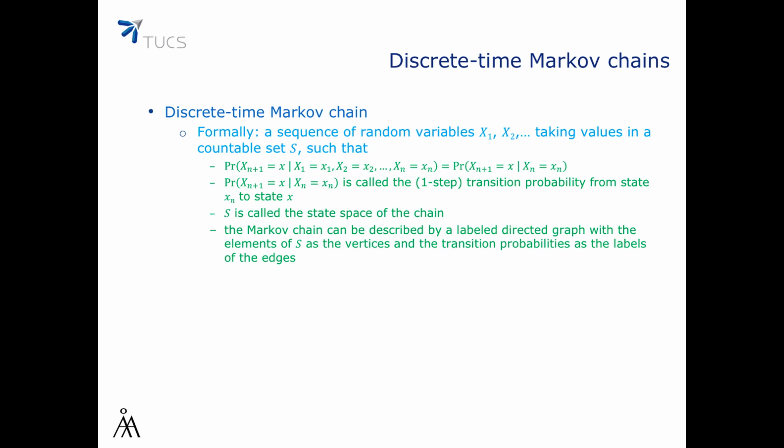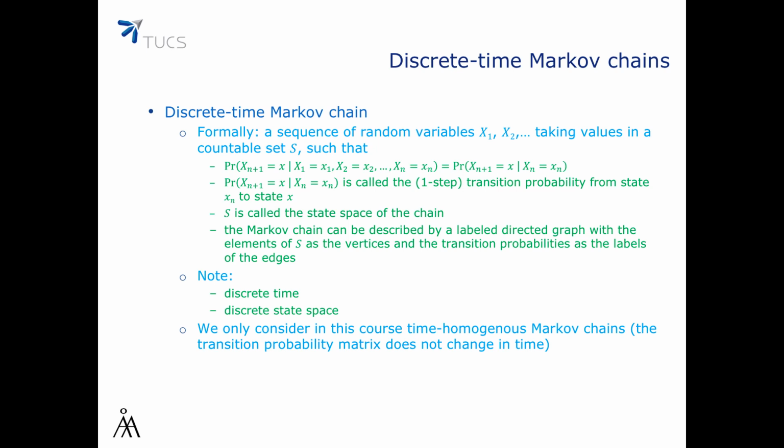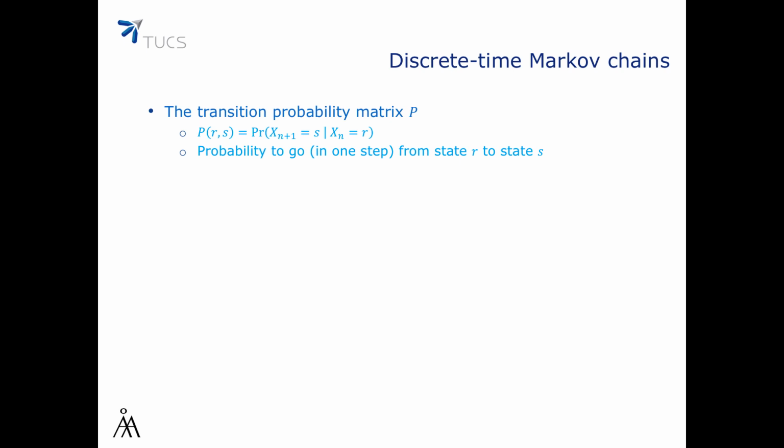The Markov chain can be described by a labeled directed graph with the elements of S as the vertices and the transition probabilities as the labels of the edges between the states. Note that we are talking about discrete time and discrete state space. We will only consider in this course time homogeneous Markov chains, meaning that the transition probability matrix doesn't change in time. All of this means that a Markov chain is governed by a single matrix that dictates each transition of the chain from one state to another.